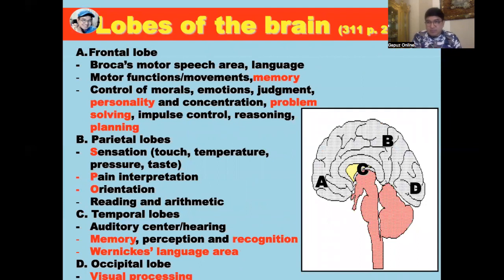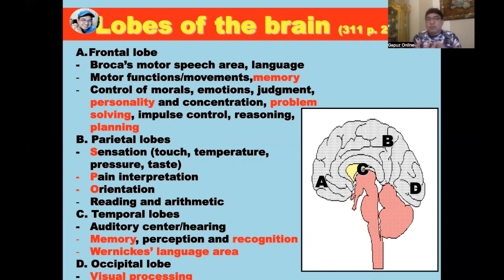Now, the signs and symptoms of stroke could actually be related to the parts of the brain that are affected. So if the frontal lobe is the one that's affected, you have problems in speech because the Broca's motor speech area is responsible for the ability of the patient to find the right words to say, and that's on the left frontal lobe area. So if that is affected, the patient will have expressive aphasia.